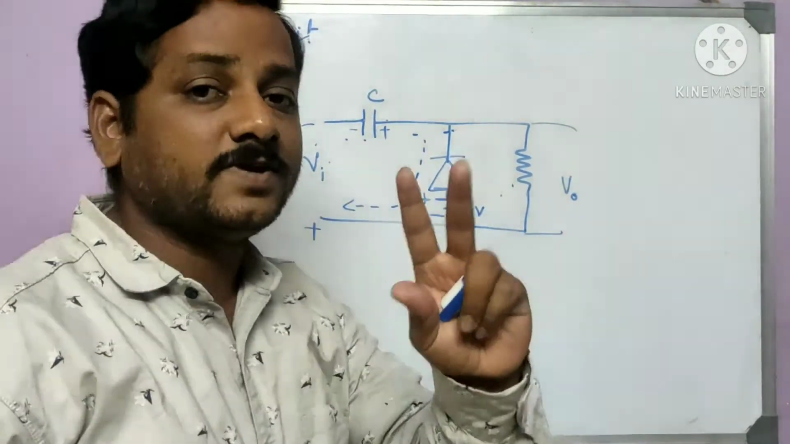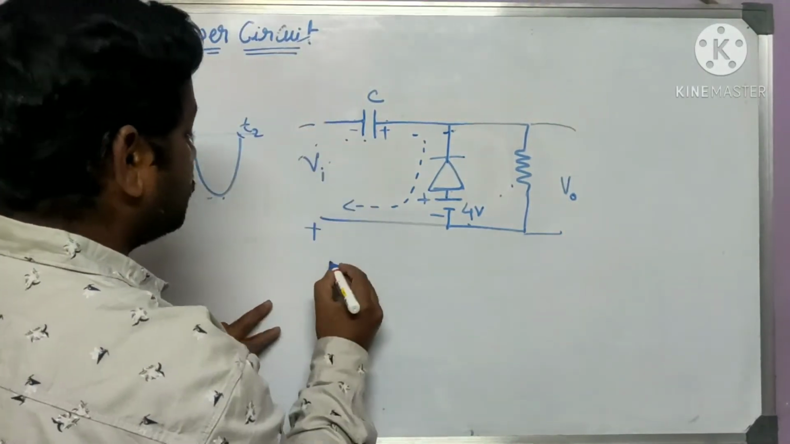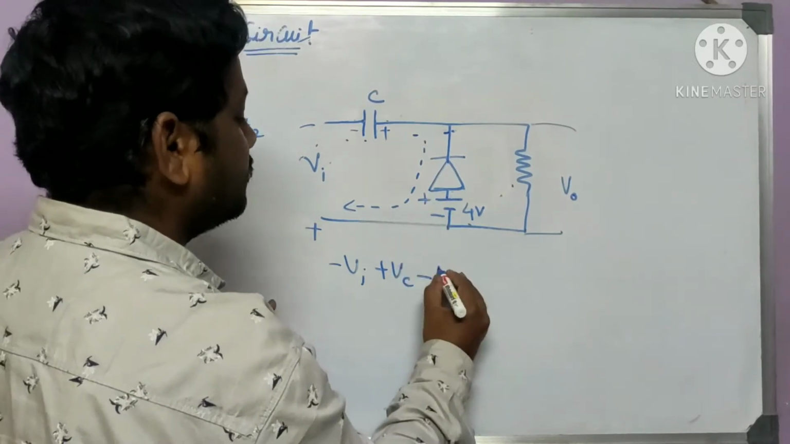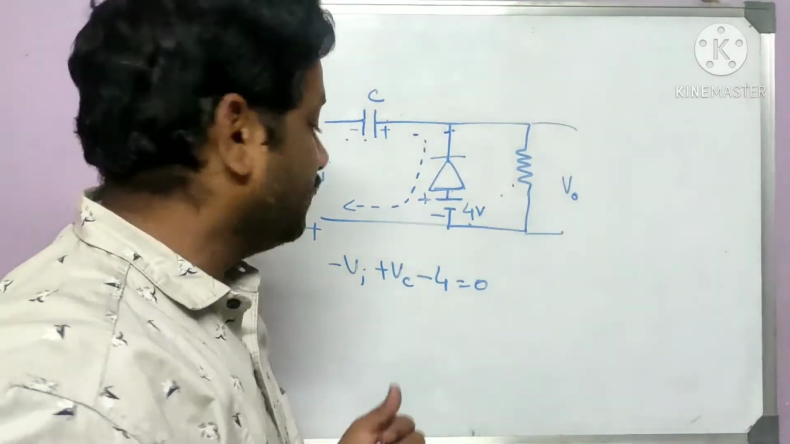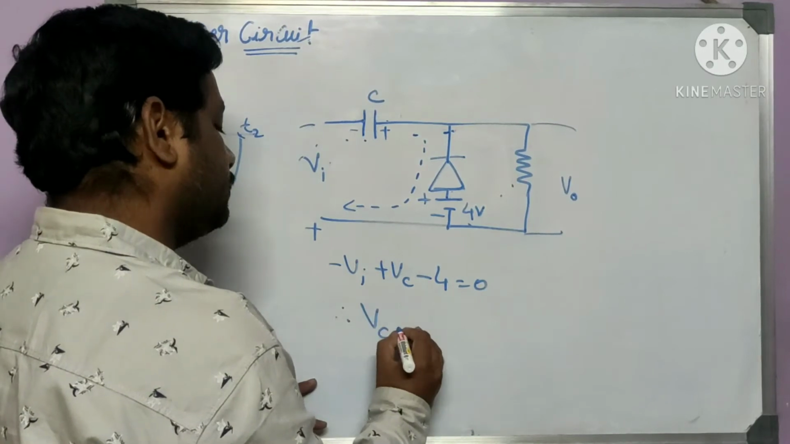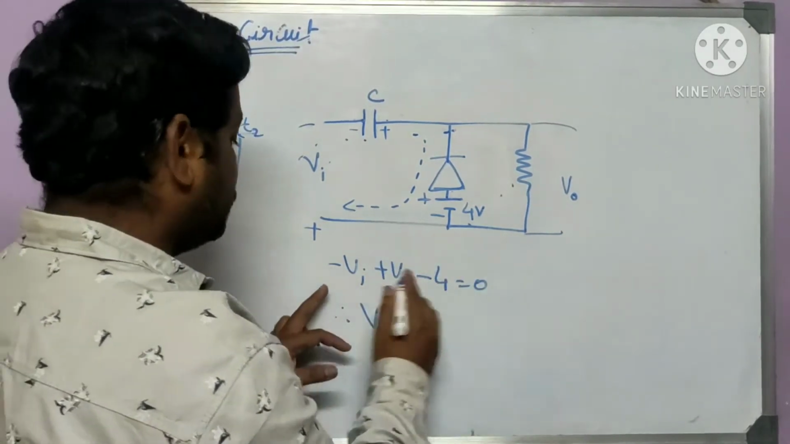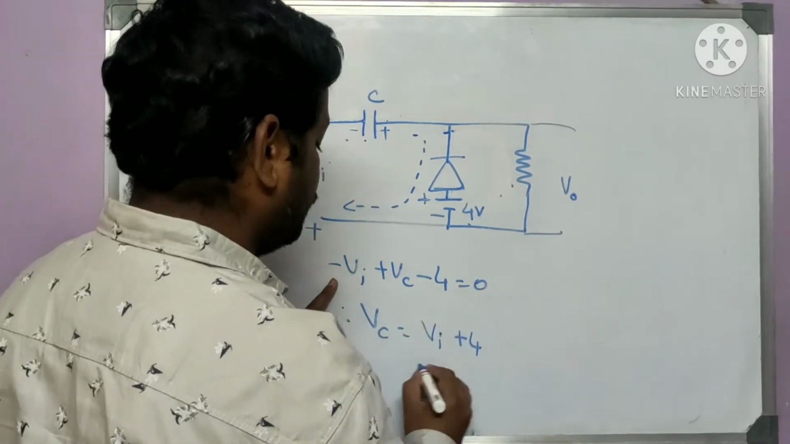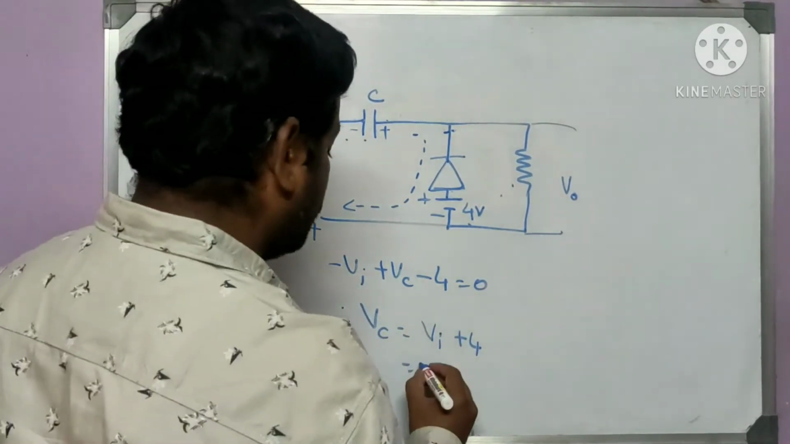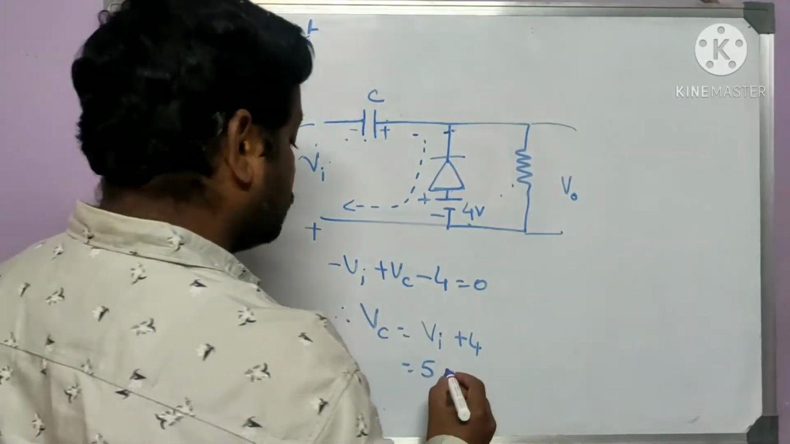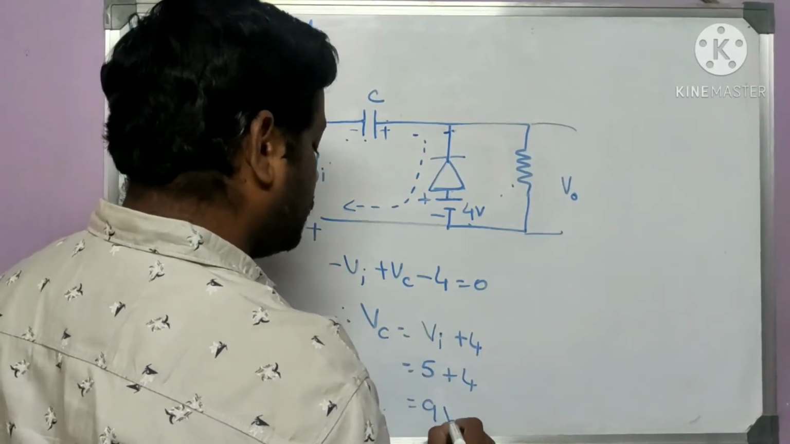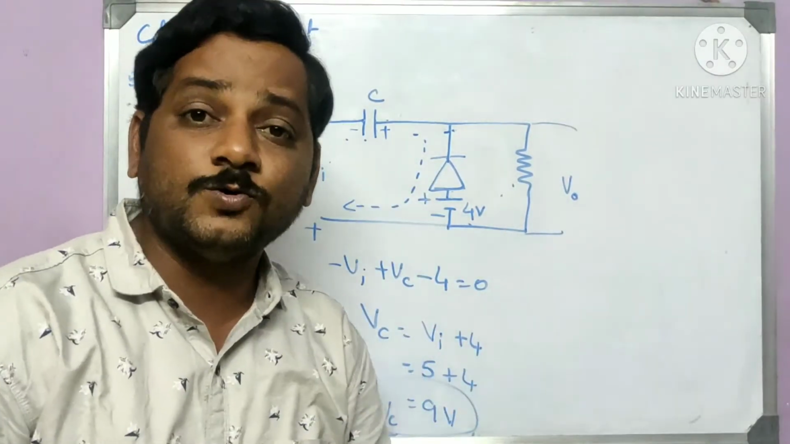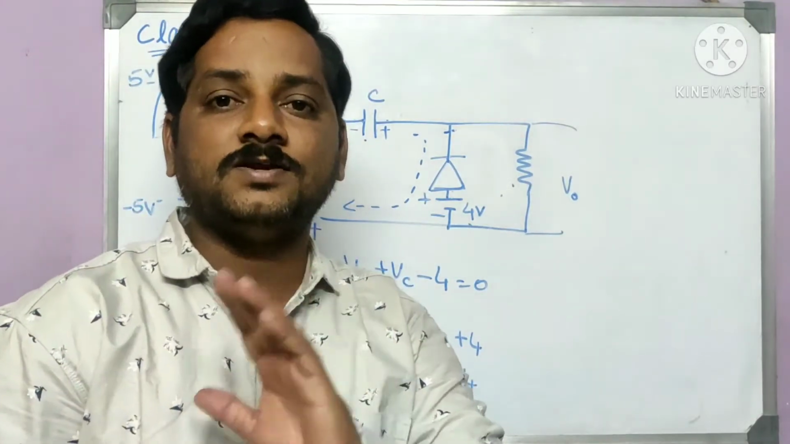By applying KVL, we can get an expression. Plus to minus, so minus Vin, minus to plus is plus Vc, and plus to minus is minus 4 volt, equal to 0. Therefore Vc, if I take it to the RHS, is going to be Vin plus 4. What is the input voltage we have? The maximum input voltage is 5. So 5 plus 4, we get 9 volt. So the capacitor voltage is going to be charged to 9 volt.